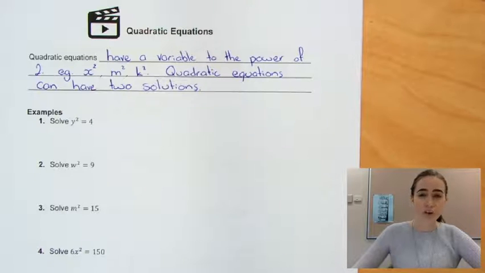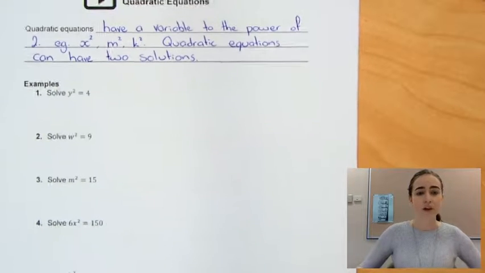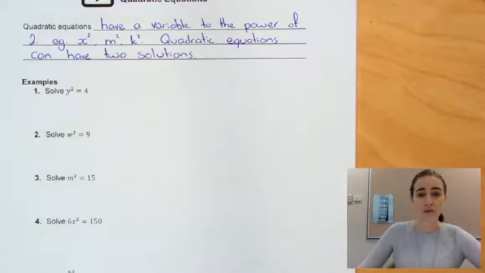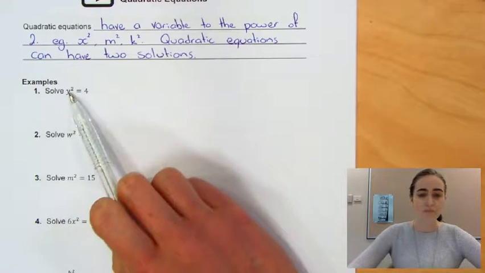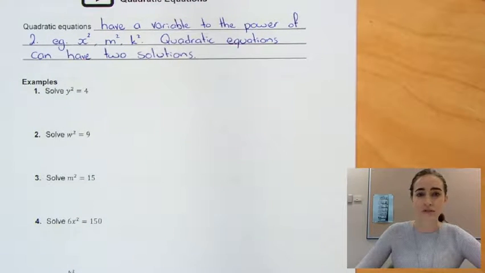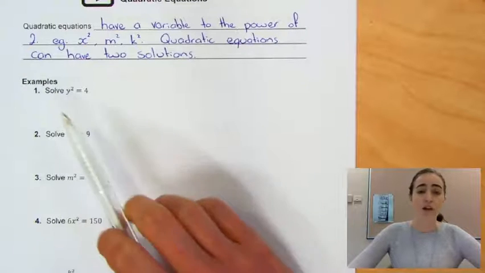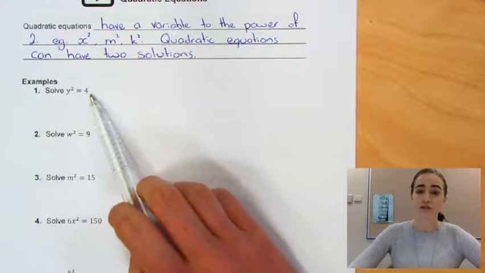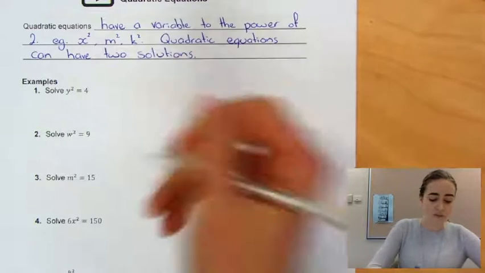All the equations that we've been looking at, the linear equations that we've been doing so far, just have one number that makes that statement true. But quadratic equations can have 2. So if we have a look at our example, we want to solve y squared equals 4. Squared means times by itself. So we want a number that we times by itself to get an answer of 4. There are 2 numbers that make that true.